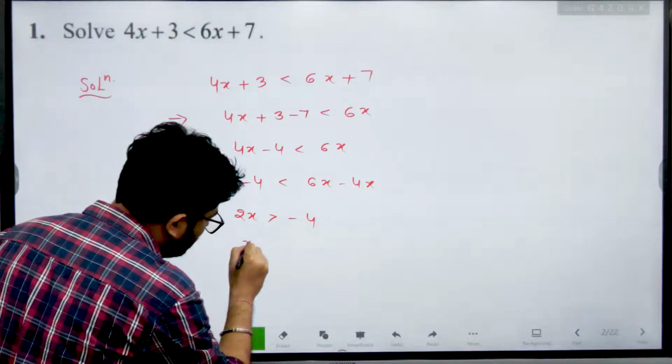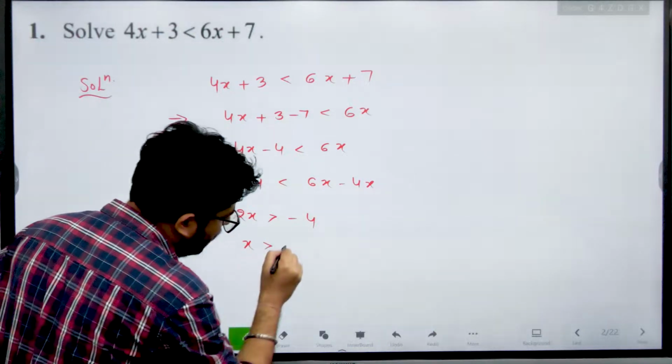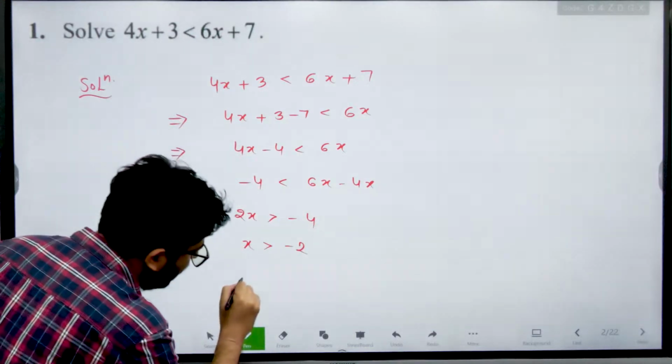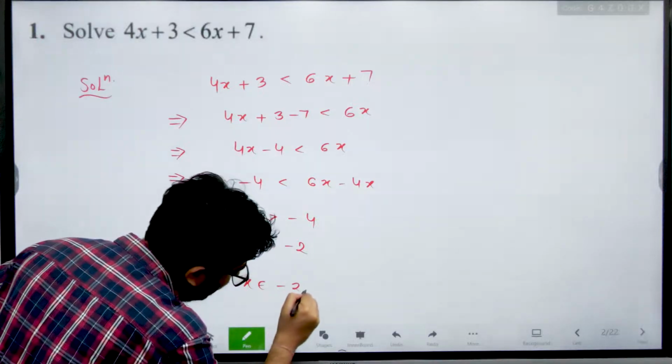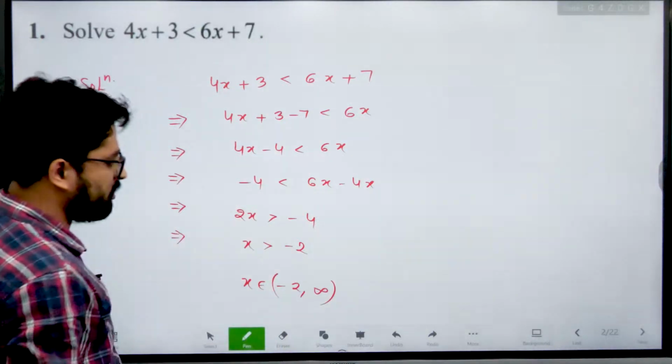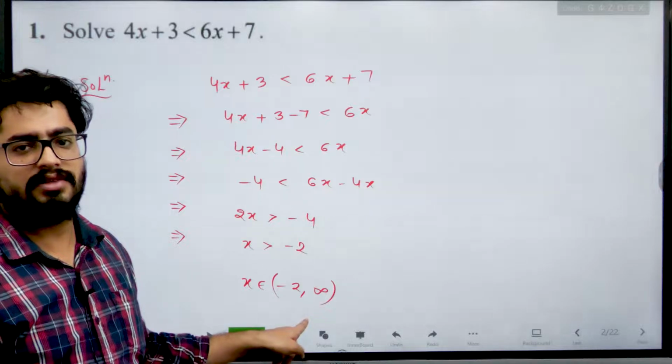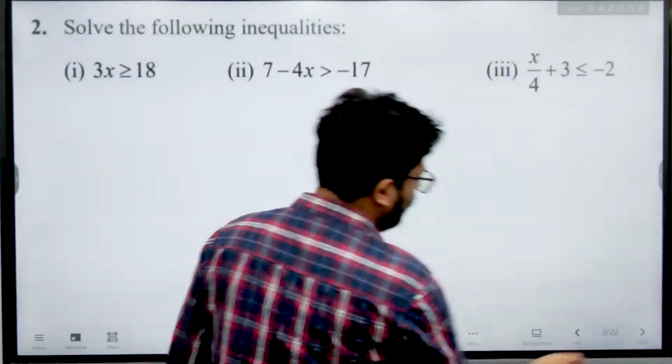So inequality remains same because this is a positive number. So x greater than minus 2. X greater than minus 2 means x belongs to minus 2 to infinity, this interval. So this is your final answer. Got it? Now let's do the next one.